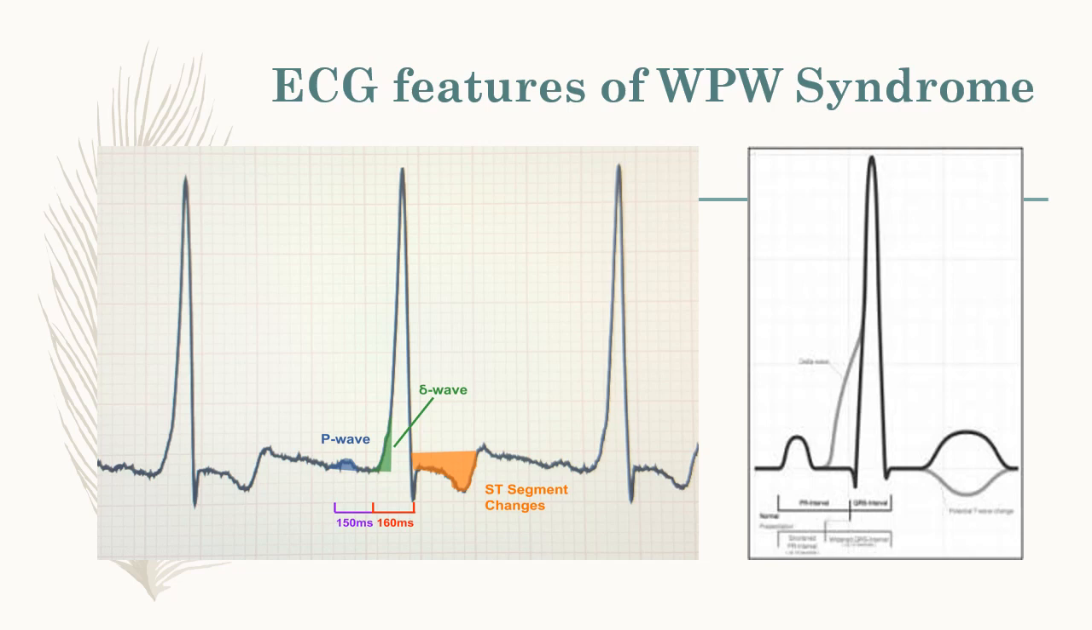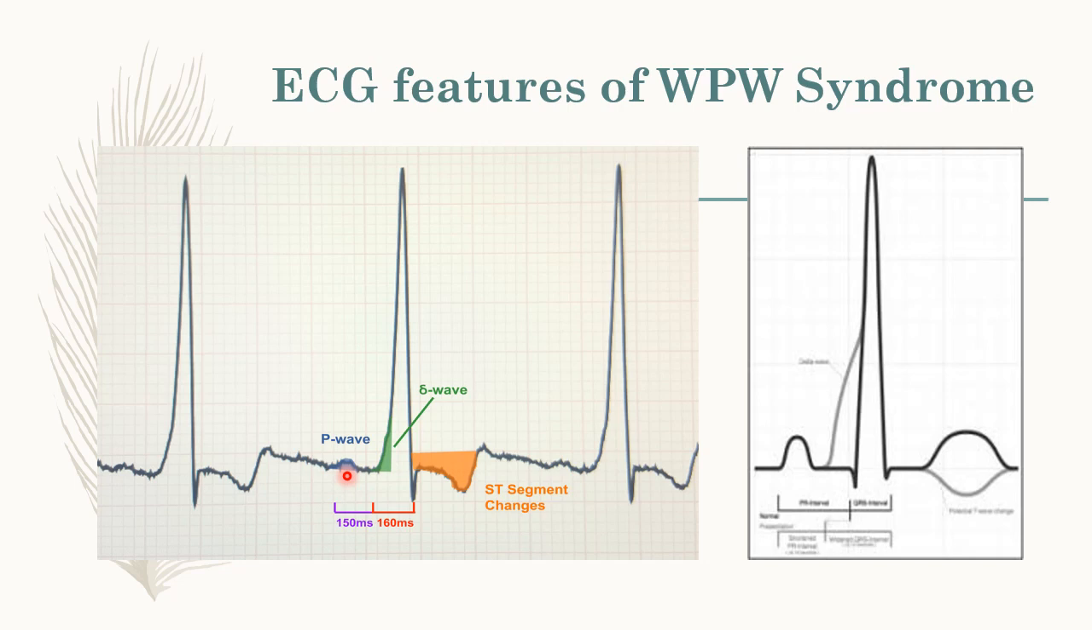Now we'll discuss ECG features of WPW syndrome. First one, short PR interval. The PR interval is short because the accessory pathway bypasses the normal AV nodal conduction delay and results in premature ventricular depolarization. It's called pre-excitation.